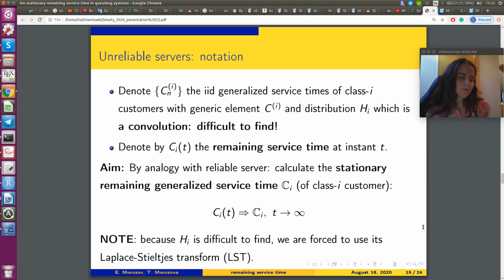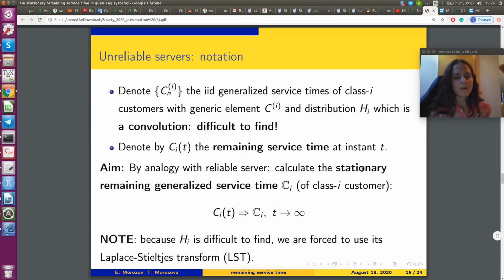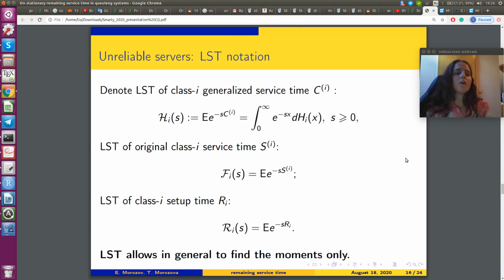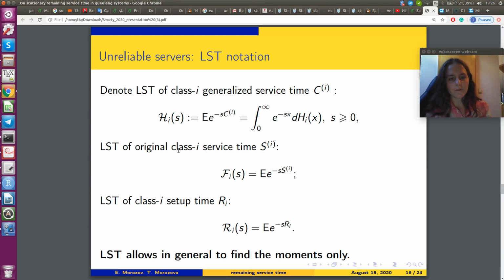Now we will do some analogy with what we did before in the original system. We also defined this generalized service time. To do this, we need the original service time and the setup periods with the distribution H, which is a convolution, which is also pretty hard to find. To make it easier, we will use the Laplace-Stieltjes transform for that. And like I said, by analogy with the previous analysis, we will define the following limit, which is the stationary remaining generalized service time. So now the Laplace-Stieltjes transforms are given by the following formulas. The first one is the transform of the generalized service time, this one is for the original service time, and this one is for the setup period. And we do each of these formulas for a class i.